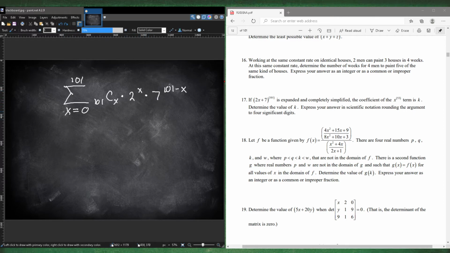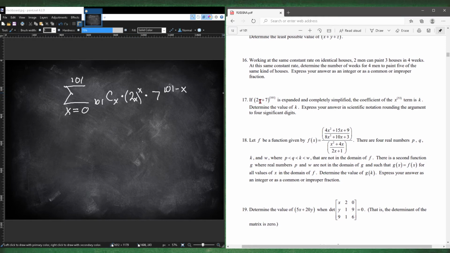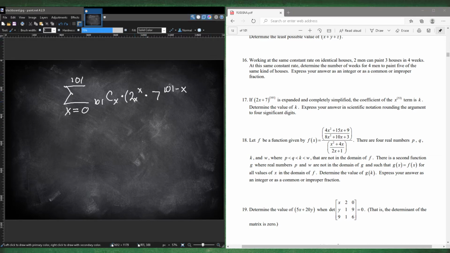But also, I chose a really bad variable, but basically this is actually just 2x, because this thing is 2x. So this is really bad, but basically these two x's are different. I'm using this x just so we can represent an exponent, because that's usually what x represents. So to find our coefficient for the 53rd term, we've got to have x equal to 53. So that's 101 choose 53 times 2 to the power of 53 times 7 to the power of 101 minus 53, which is 48. And then you could just put this all in your calculator and see what comes out.